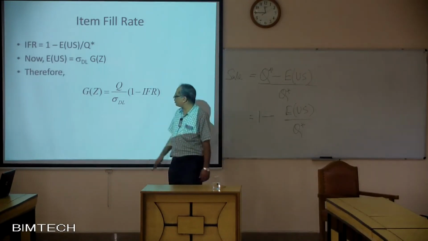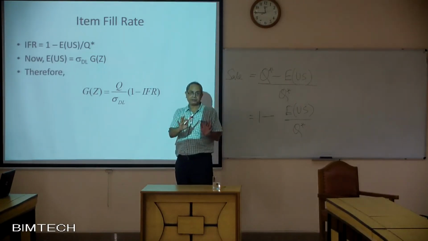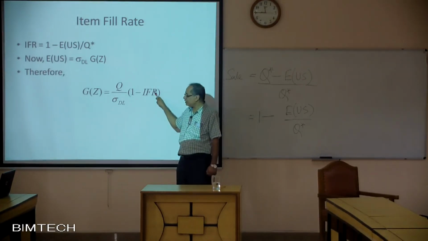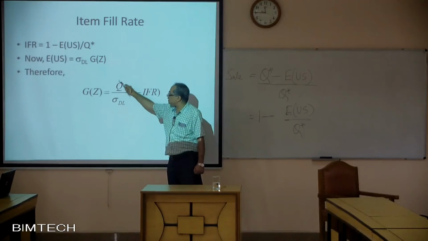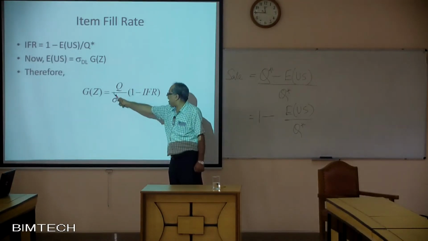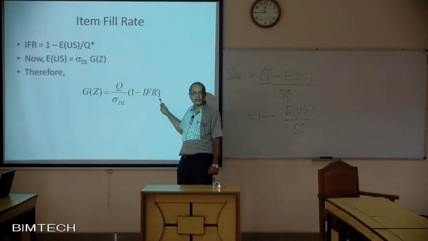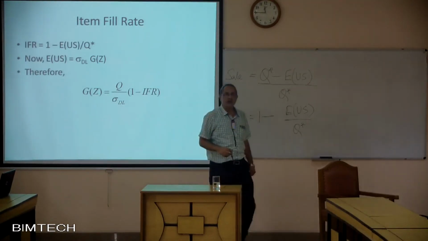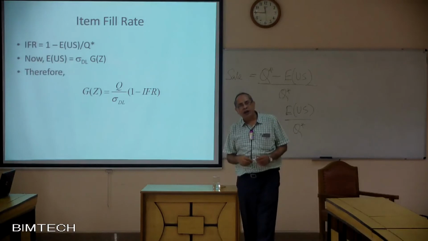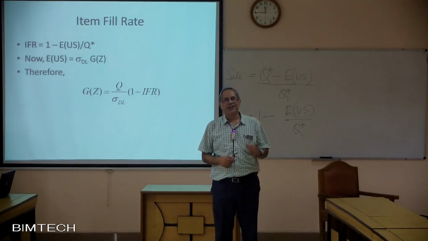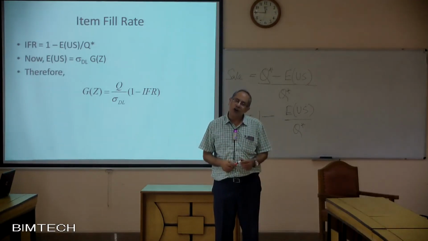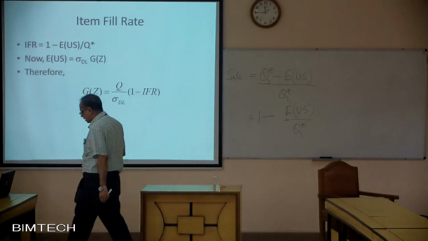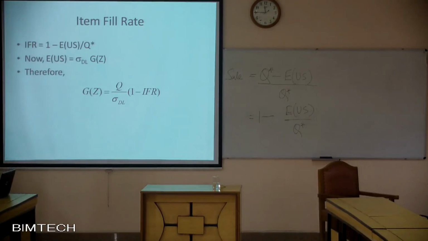So what we are saying is very simple. If we are given IFR and we know sigma DL and Q star, then I know the right hand side of this equation, and that gives me the value of the unit loss function. From the table of unit loss function I can find out the value of Z also. Okay, so let's take a numerical example of how we do this.